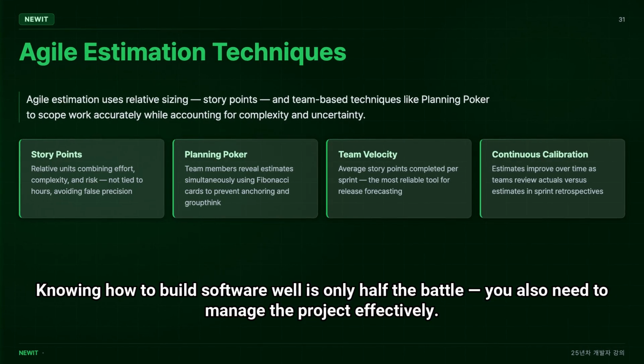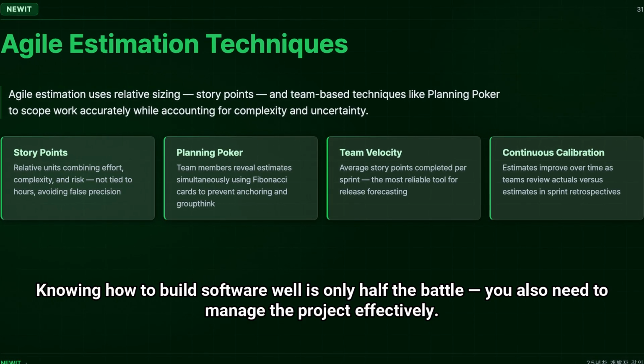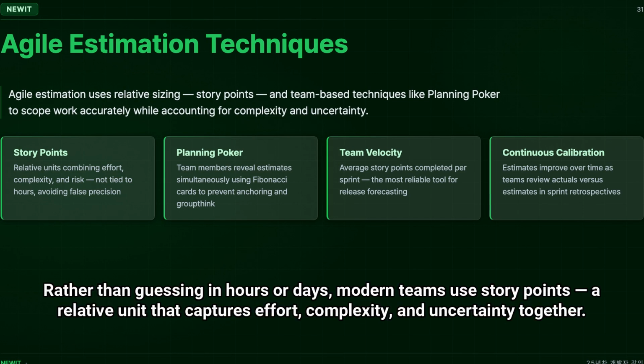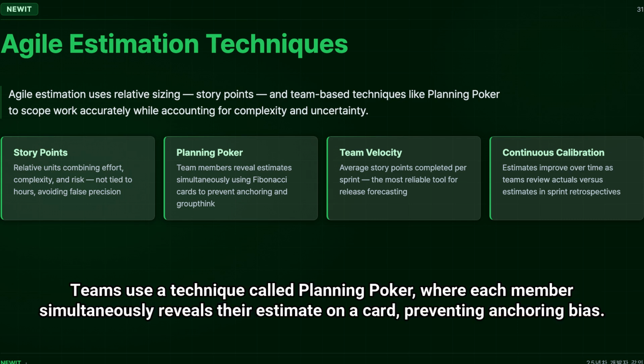Knowing how to build software well is only half the battle. You also need to manage the project effectively. One of the most practical skills in agile teams is estimation. Rather than guessing in hours or days, modern teams use story points, a relative unit that captures effort, complexity, and uncertainty together. For example, a simple bug fix might be 1 story point, while a complex new feature could be 13 points.